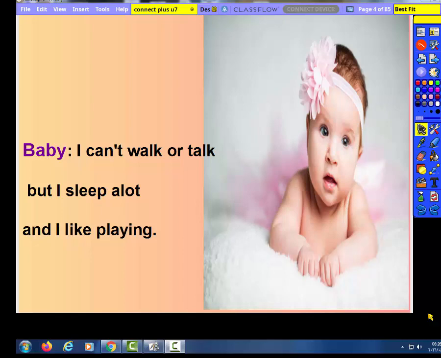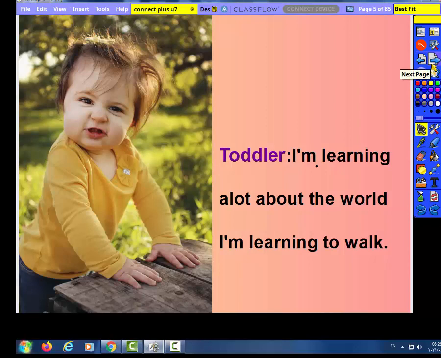So let's get started. First, we will revise the vocabulary. Baby. I'm a baby, so I can't walk or talk, but I sleep a lot and I like playing. Baby, yeah, that's so cute. After that, we grow a little bit, and we become toddler.